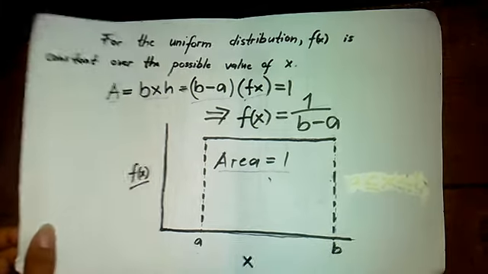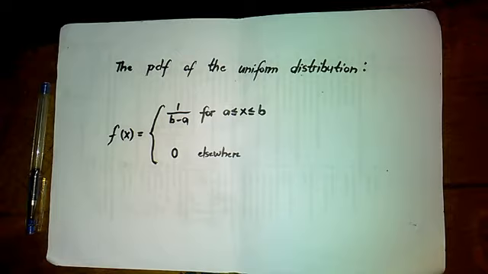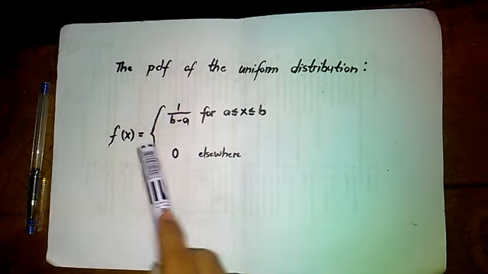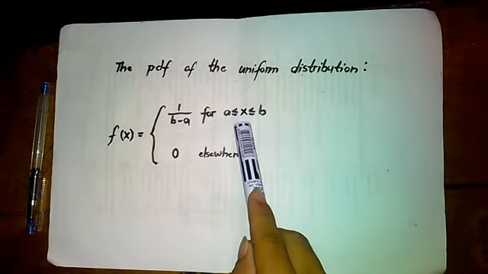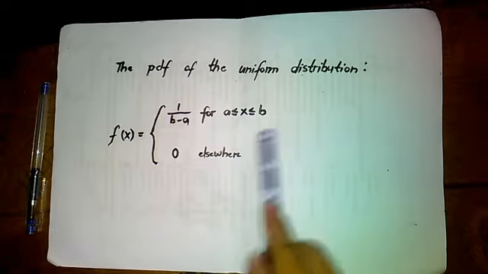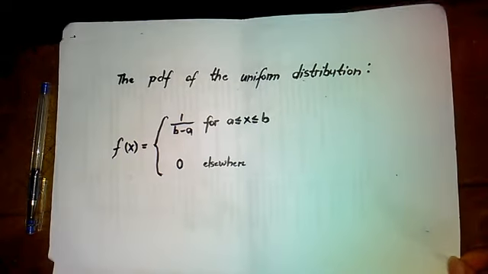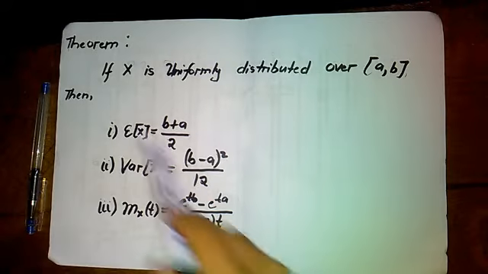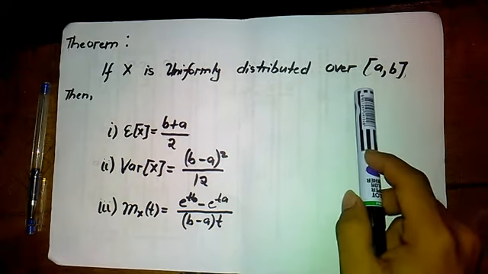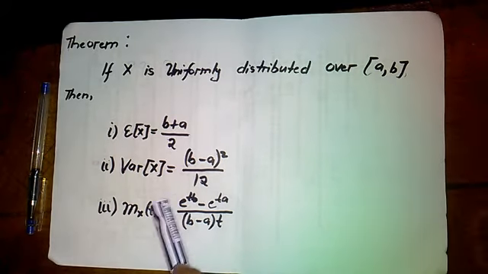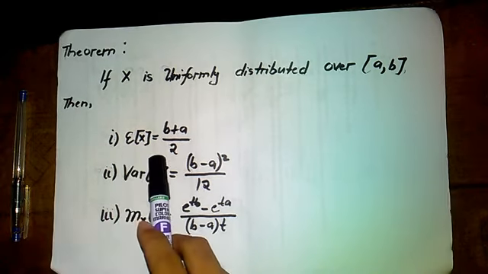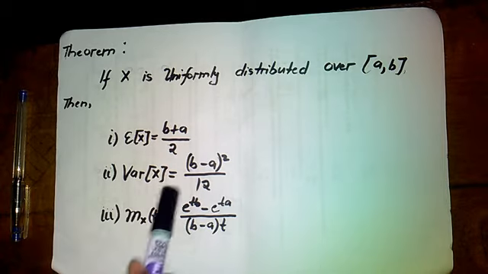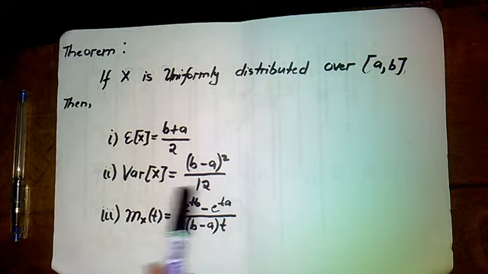Let's see it a little more formally. The probability density function of the uniform distribution is f of x equal to 1 over b minus a for x between a and b, or 0 elsewhere. Under this uniform distribution, we have a theorem. If x is uniformly distributed over a and b, then our expected value of x is equal to b plus a over 2, and our variance of x is equal to b minus a squared over 12.